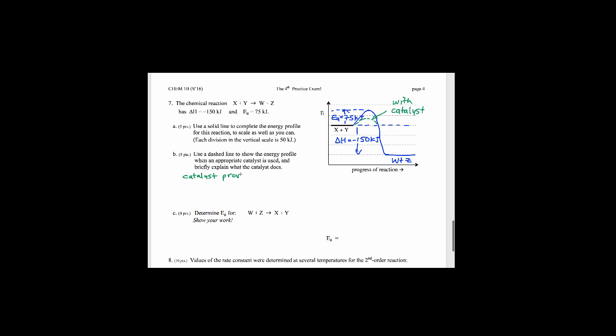And so what the appropriate catalyst does is the catalyst provides a different reaction pathway. And that different reaction pathway has a lower activation energy E sub A. Because it has a lower activation energy, the reaction will be faster.